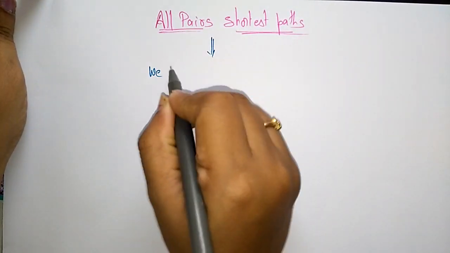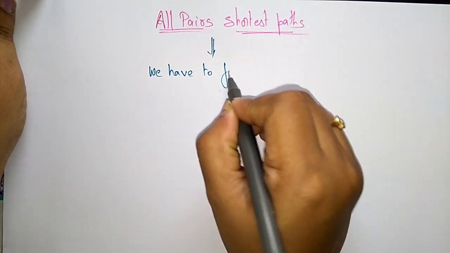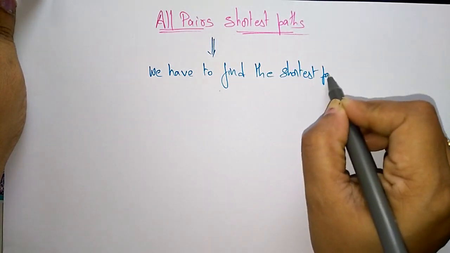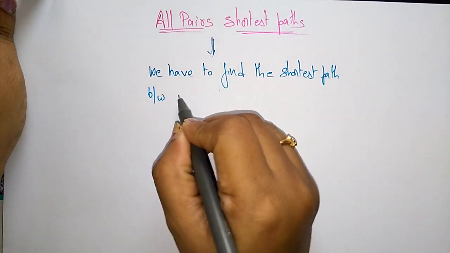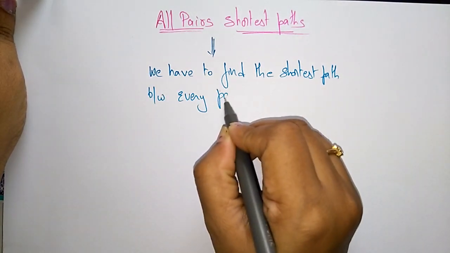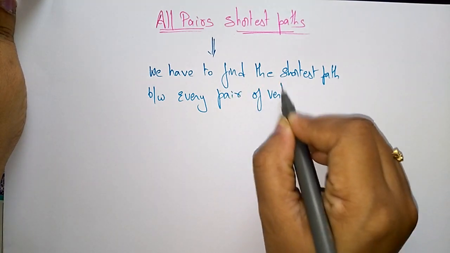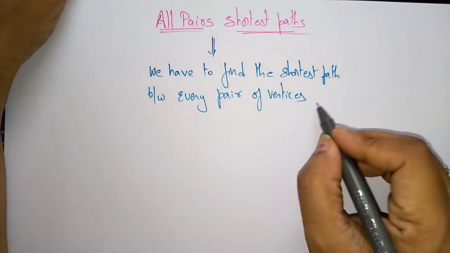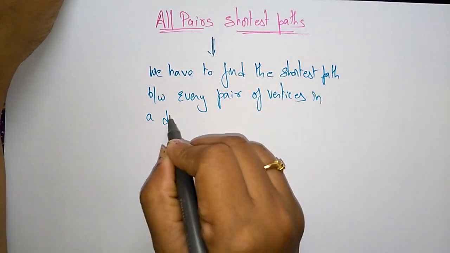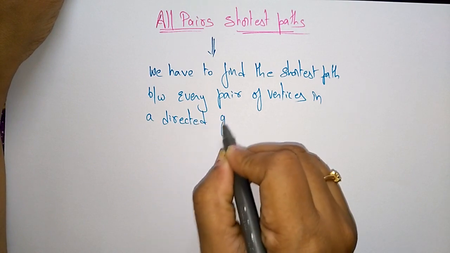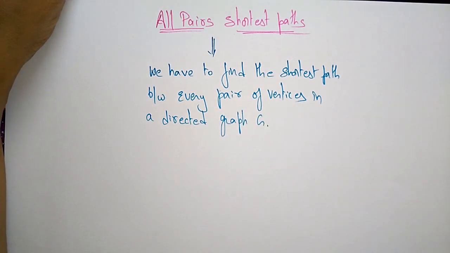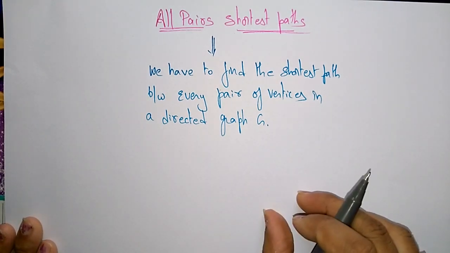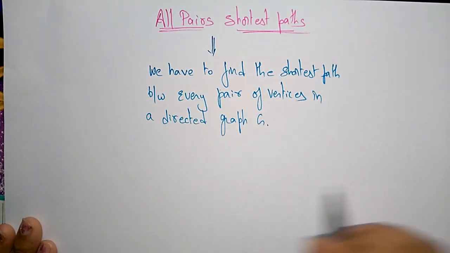Here we have to find the shortest path between every pair of vertices. So whatever vertices are present in the graph, every pair of vertices in a directed graph. So one thing is, it is a directed graph. So the graph we have to take should be a directed graph. In that graph we have to find the shortest path between every pair of vertices.